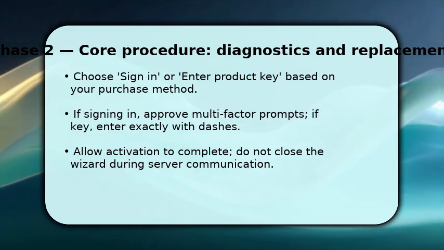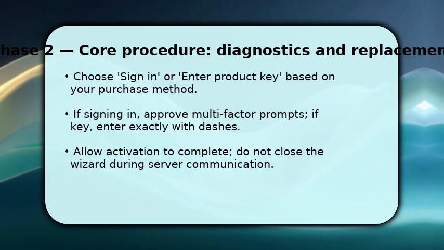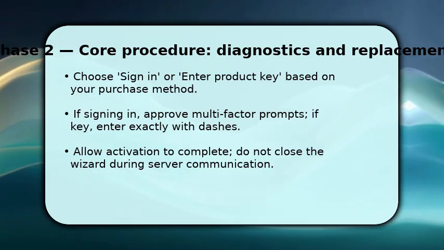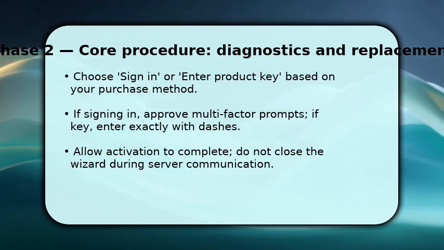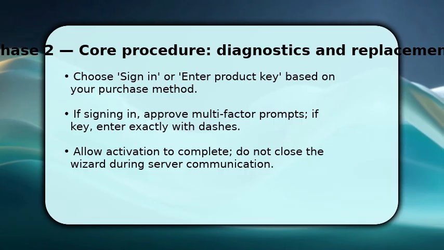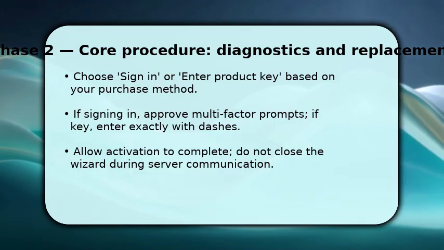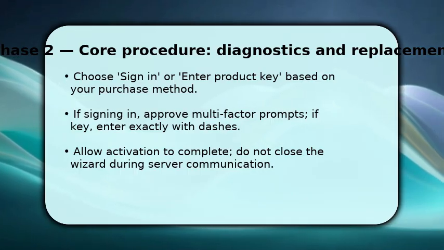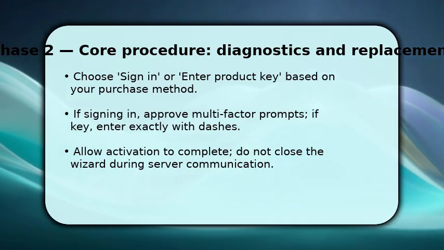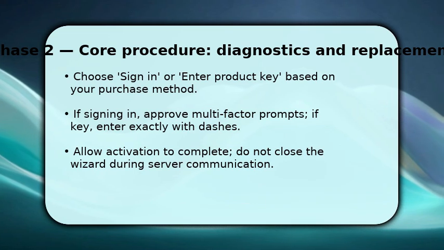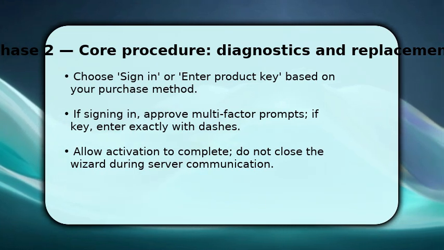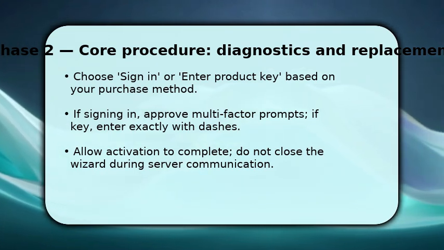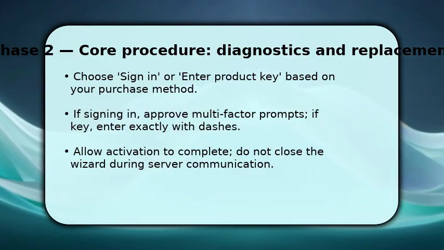If you sign in, expect multi-factor authentication prompts and approve them. This confirms ownership. If using a key, type it exactly, including dashes, because a single wrong character will fail validation. The wizard will contact activation servers. Make sure you do not close the app while it communicates. If it pauses, wait, as retries usually succeed. Record any error code shown for troubleshooting later.